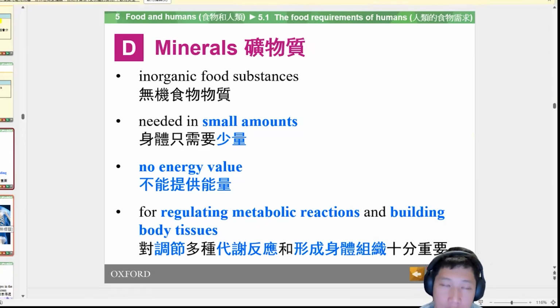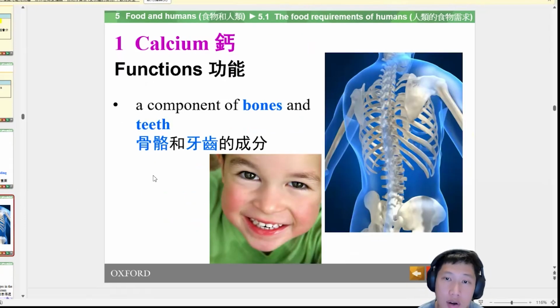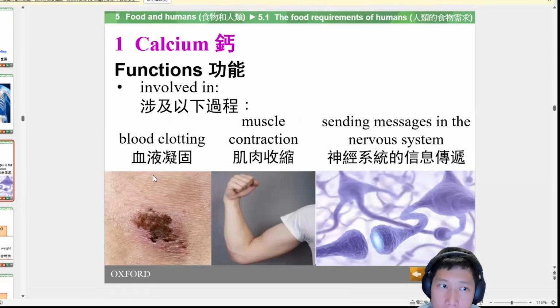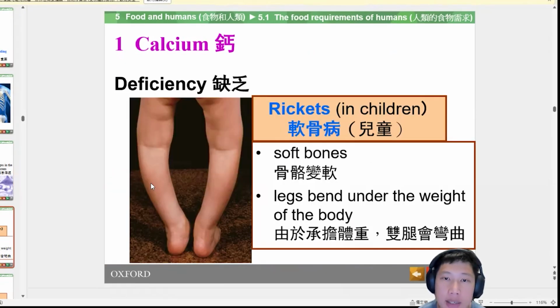There are several types of minerals. The first one we call calcium. Calcium is a component of bones and teeth. Calcium is mainly involved in several processes, for example blood clotting, muscle contraction, and sending messages in the nervous system.